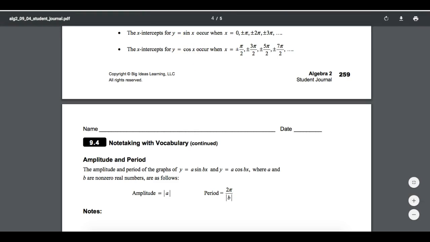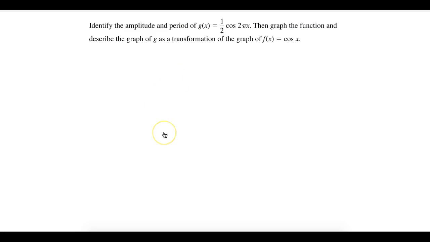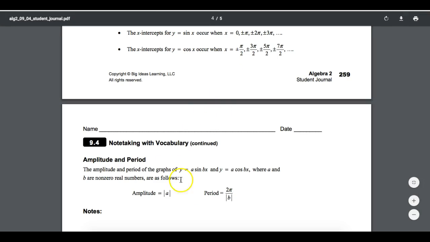So let's go back to our problem. We want to identify the amplitude and period of this function. Well, remember, this looks just like our generic form right here: y equals A times the cosine of Bx. So we know we can get our amplitude and period by pulling these values out, A and B.